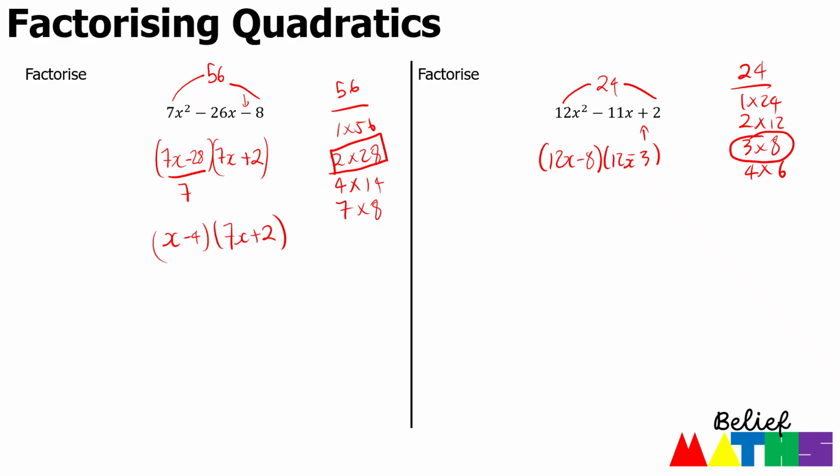Now, obviously, the problem with this is that you can't divide either of those brackets by 12. But what we can do instead is divide the first bracket by 4 and the second bracket by 3. And 4 times 3 gives us the 12, which is our a value, which is what we have to divide by. That then gives us 3x minus 2 and 4x minus 1. And that's our final answer for that one.